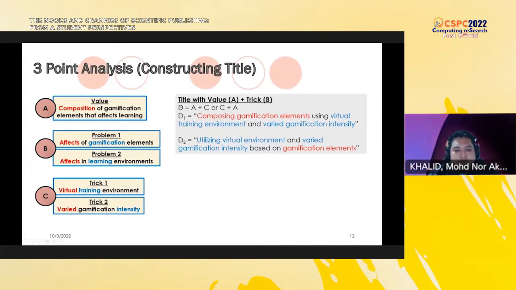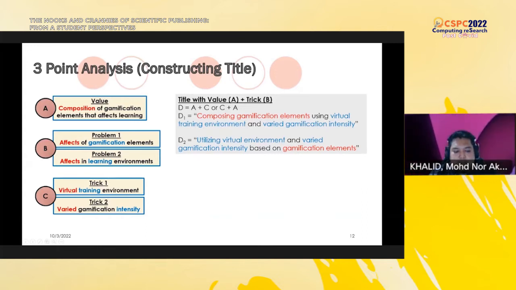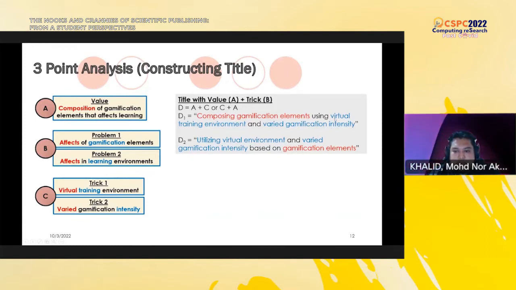So you want to define the title D. Let's say we define several titles, for example, D1 and D2. So A actually is the composition of gamification elements. So we put this composition of gamification elements. And then C is the trick, right? You can put both tricks or either trick. So virtual training environment and varied gamification intensity. So it becomes very long, right? But don't worry. We can include certain conjunctions or disjunctions between these elements, like using and, on, in, or something based on.